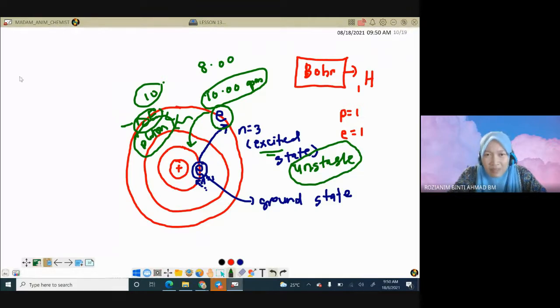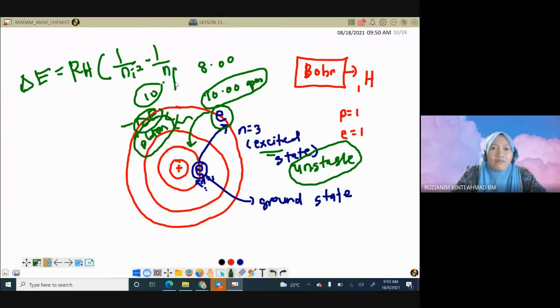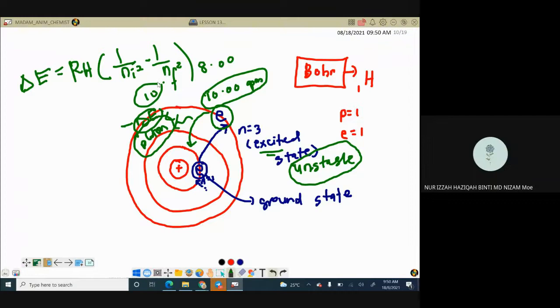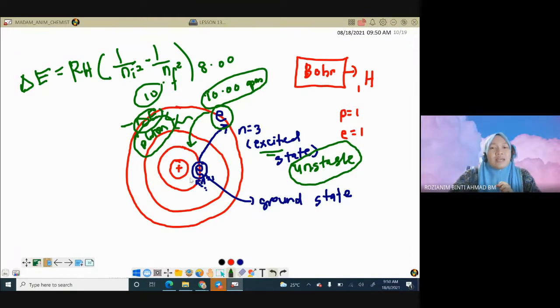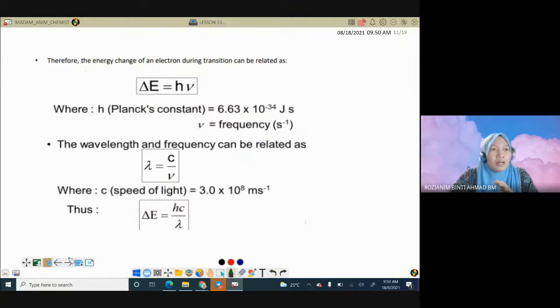Tapi nak kira tenaga tersebut mesti menggunakan formula delta E equal to the Rydberg constant times 1 over N initial square minus N final square. Boleh ikut yang tanya tadi? Boleh, madam. Cara you nak fahamkan abstrak kimia ni, you kena fikir something supaya kita boleh, oh begini. Sampai you faham konsep. Bila you faham konsep, probability-nya adalah kita akan tahu situasi yang berlaku.